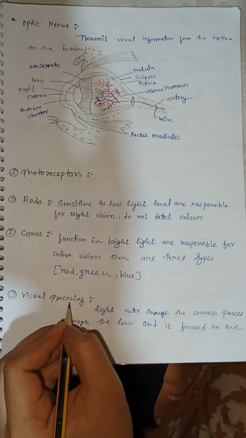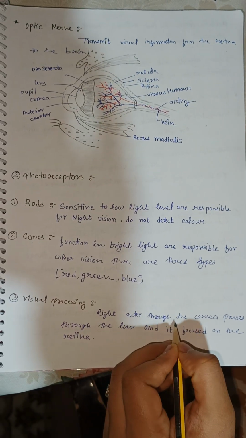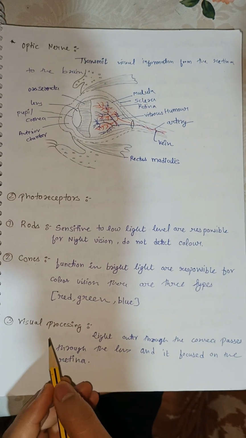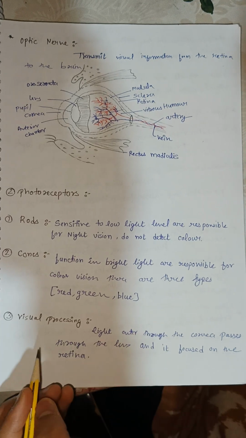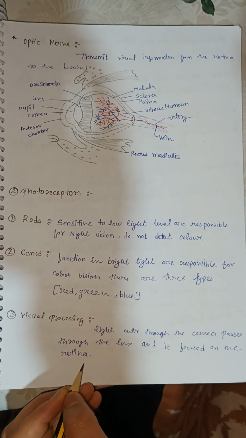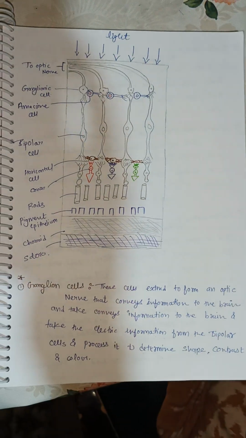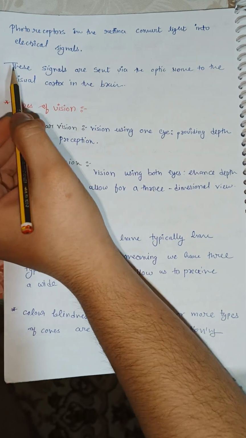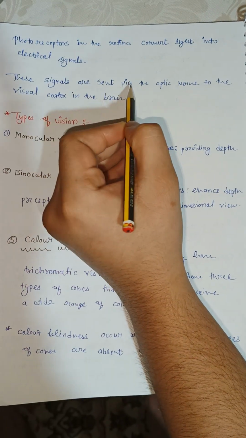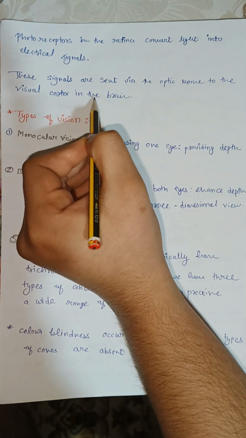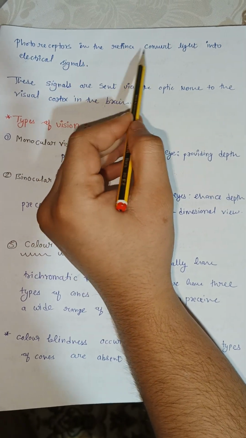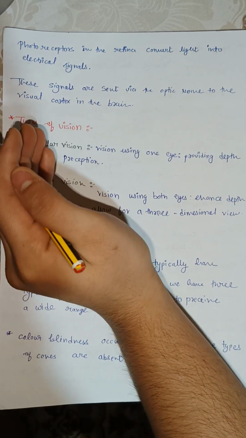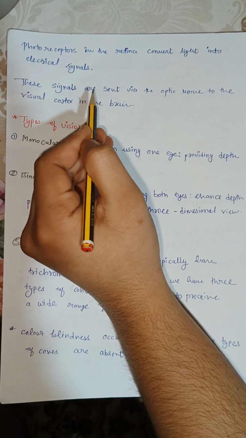The third is visual processing. Light enters through the cornea, passes through the lens, and is focused on the retina, where the image is formed. Photoreceptors in the retina convert light into electric signals. These signals are sent via the optic nerve to the visual cortex in the brain. The photoreceptors convert the light into an electric signal, and then this signal goes to the brain through the optic nerve.